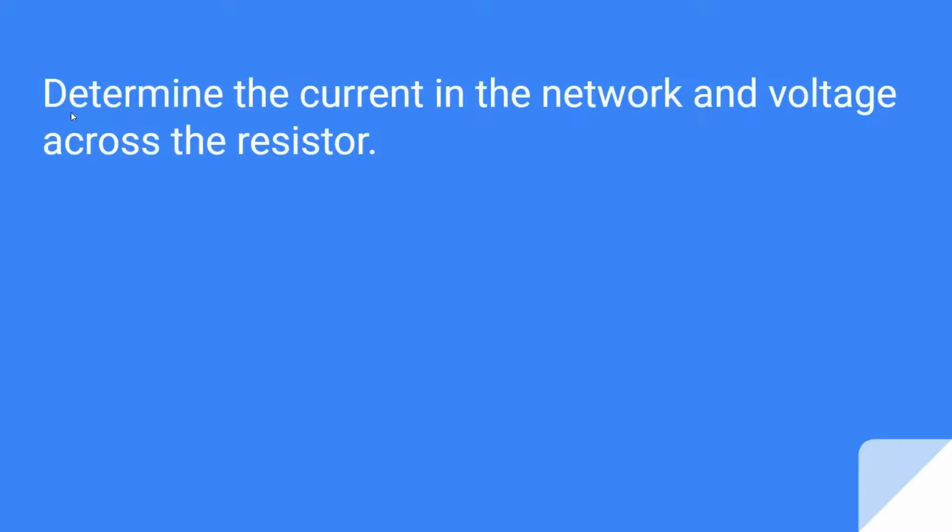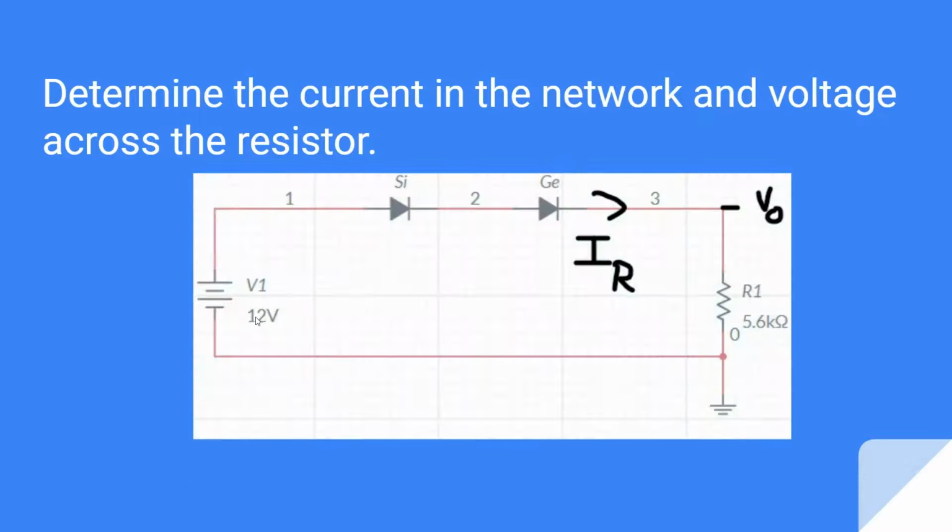So the question is: determine the current in the network and the voltage across the resistor in this network. This network consists of a voltage source, a silicon and a germanium diode, and a 5.6 kilo ohm resistor. So we need to find the current through this network and the voltage across this resistor.